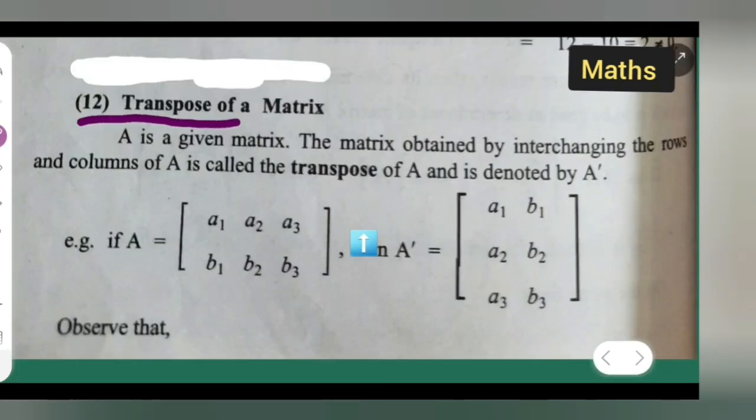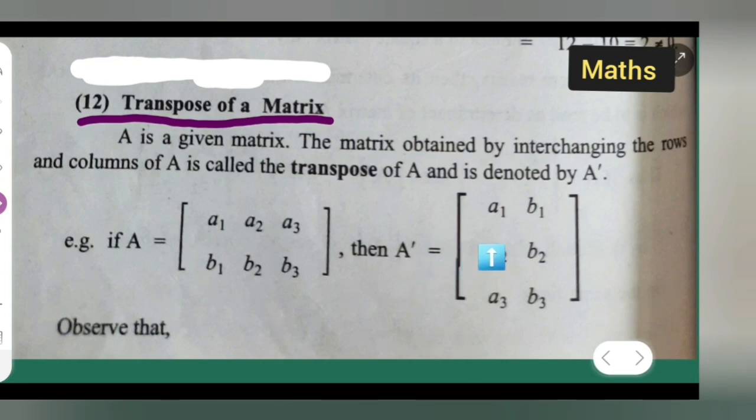So write it down. Transpose of a matrix. This is the statement or the definition. Say A is a given matrix. The matrix obtained by interchanging the rows and columns of A is called the transpose of A and is denoted by A dash. For example, if you have A is equal to A1, A2, A3, B1, B2, B3, then A dash, which is a transpose.